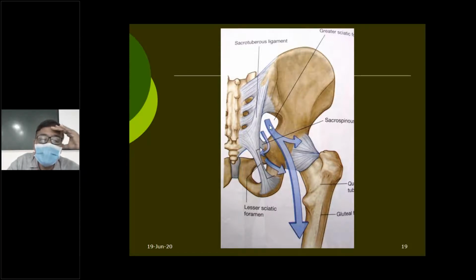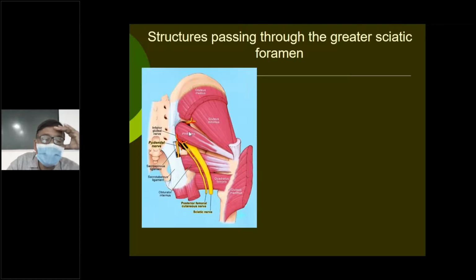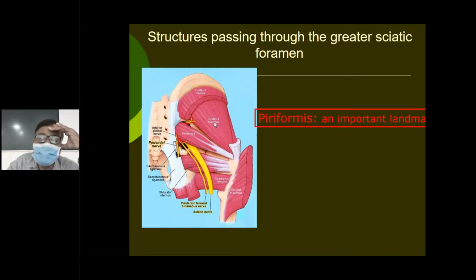And when they come out, either above the piriformis, as you can see, this is the piriformis, some vessels and nerves come above the piriformis, and the majority of them come below the piriformis. Let us list out now what they are. That is why you say the piriformis is an important landmark, a key muscle, like the hyoglossus muscle.